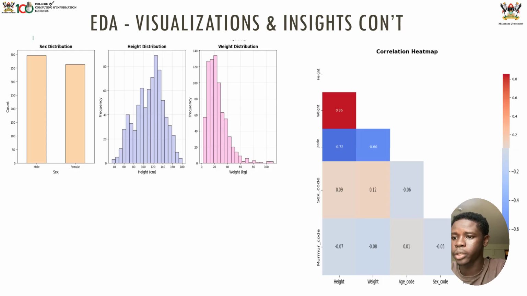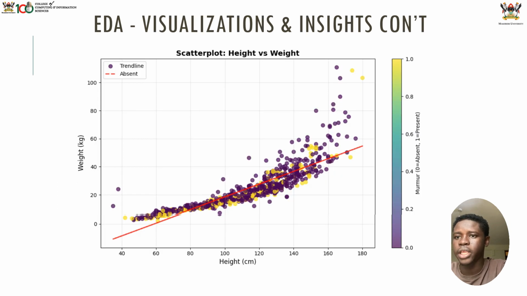In our correlation heat map, the height and the weight are strongly correlated. Here you have the scatter plot for height versus weight. So here you have a strong positive correlation. You don't have a negative correlation.